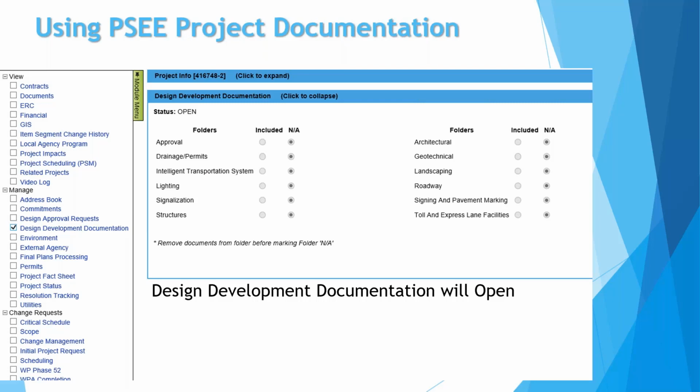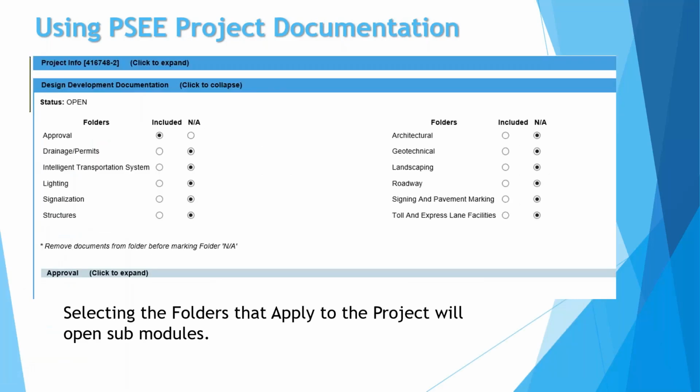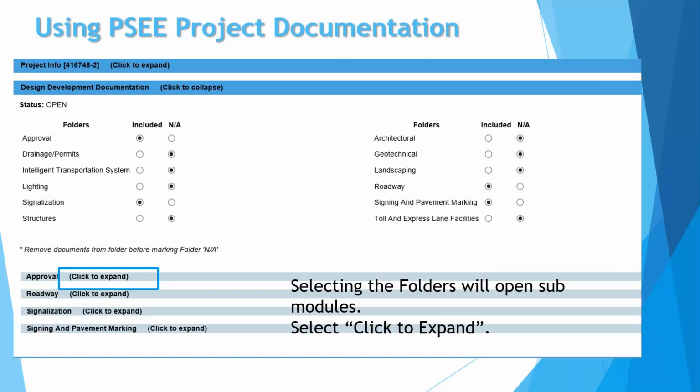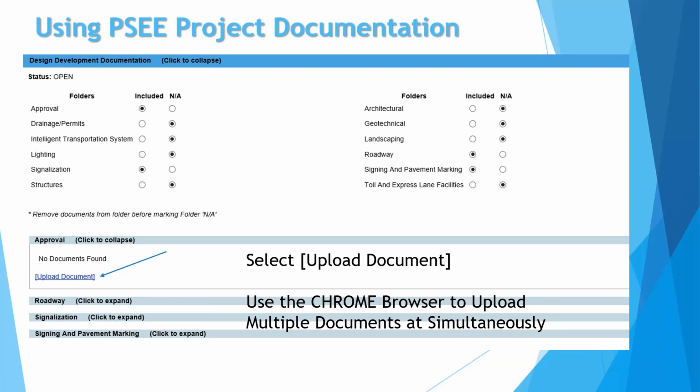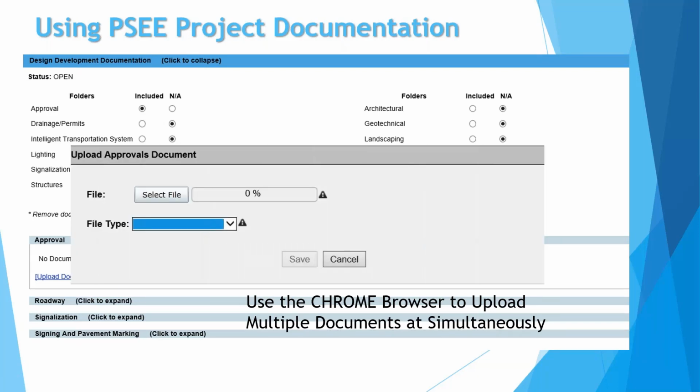All projects will have an approval folder. If you have roadways, select that. Once you select a folder, a subfolder will appear beneath it. For instance, if you see approval on the pale blue menu, you can click to expand, and that will allow you to upload documents. So again, here's what I've selected on this particular project. Select click to expand, and then there's my upload document. Then I would just select my file.